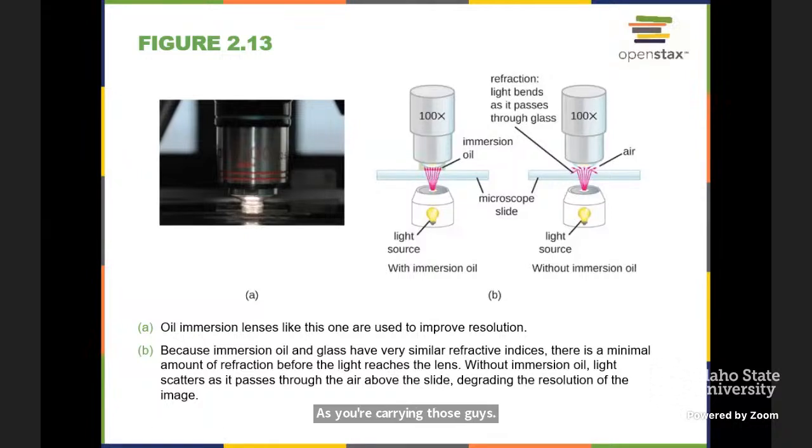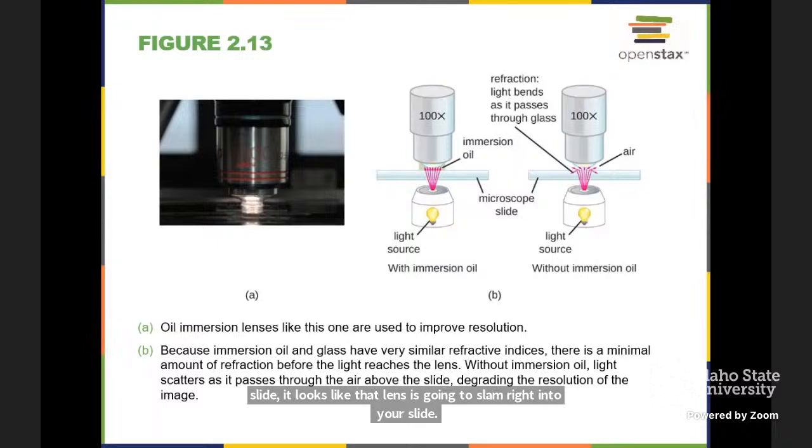So with that, I told you you'd see the oil. This lens right here, you can kind of see it says 100 right on here. So this is the oil immersion lens, 1000 magnification with those oculars. When you flip it in there right above the slide, it looks like that lens is going to slam right into your slide. It gets super close to the slide, but it shouldn't actually touch it, all right?